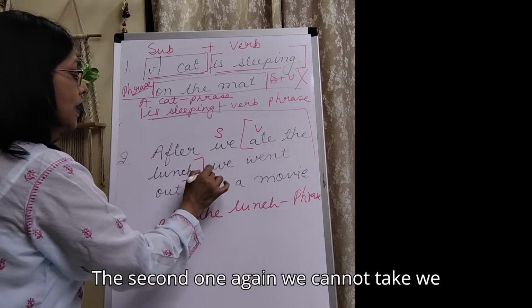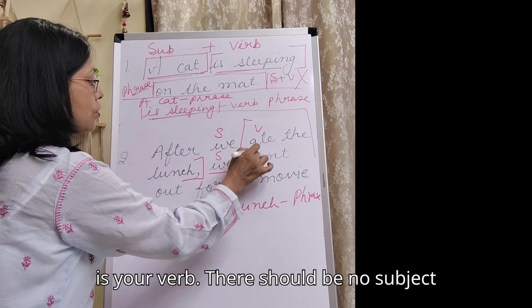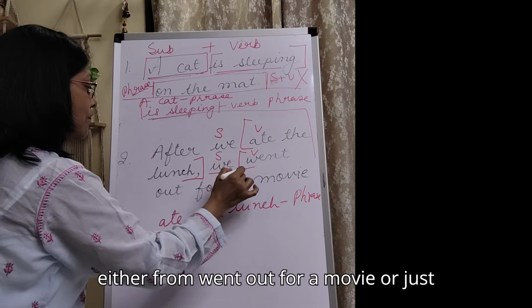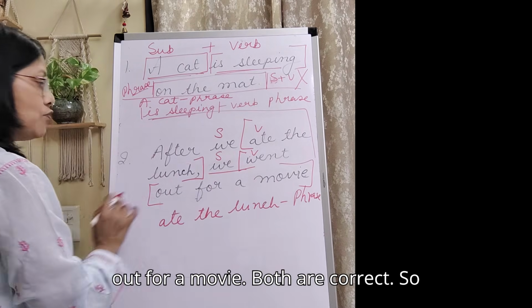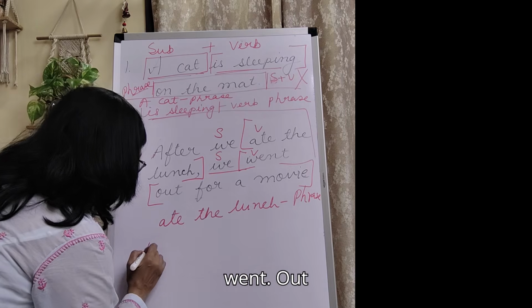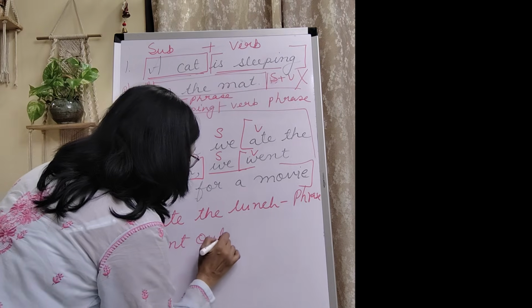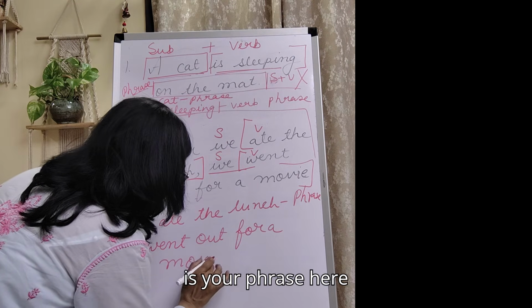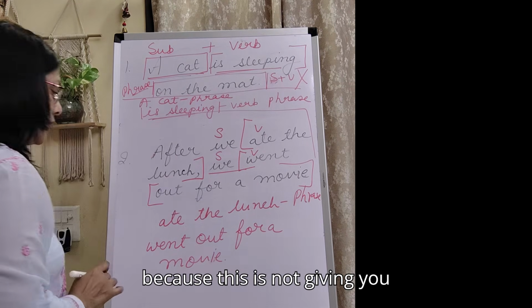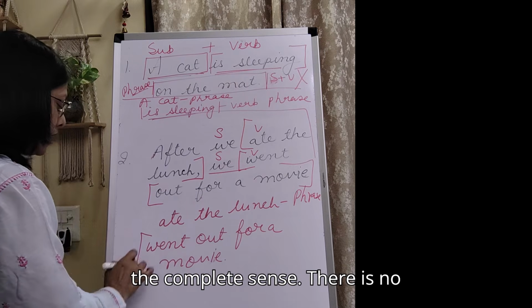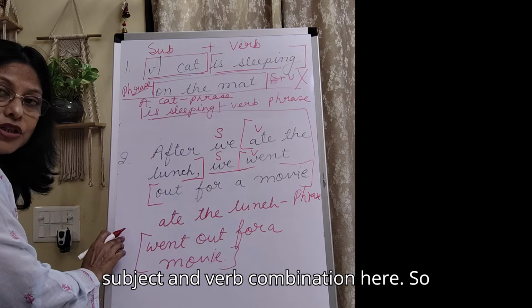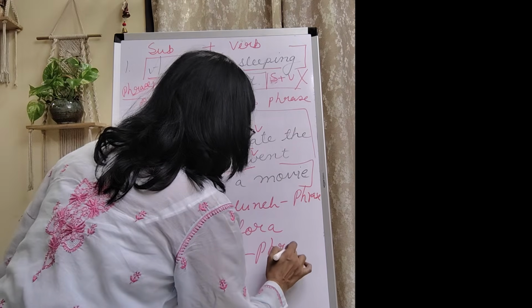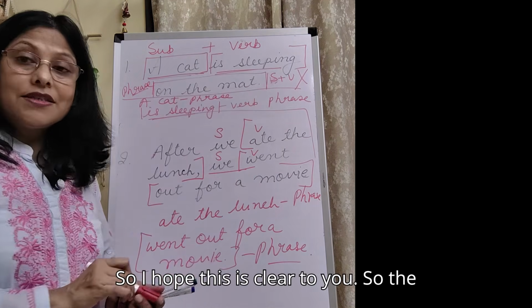The second one, again we cannot take "we went" because this is your subject, this is your verb. There should be no subject and verb combination. So we can take either "went out for a movie" or just "out for a movie". Both are correct. So "went out for a movie" is your phrase here, because this is not giving you the complete sense. There is no subject and verb combination here. So this is your phrase again.